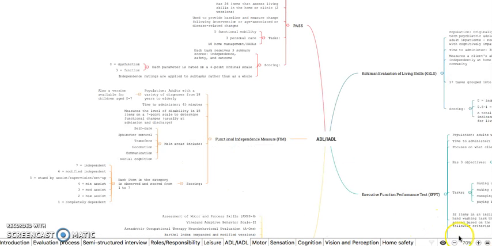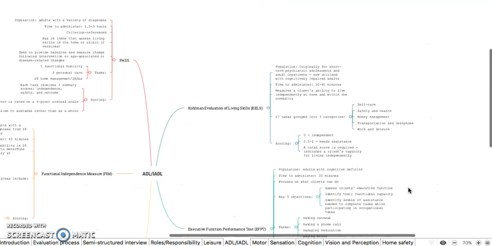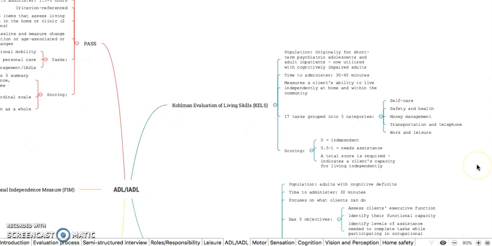Okay, so the next category is the ADLs and IADL assessments. We looked at 4 of these ones in class. The first one is the KELS, and it has 17 task groups divided into 5 categories: self-care, safety and health, money management, transportation and telephone, and work and leisure.